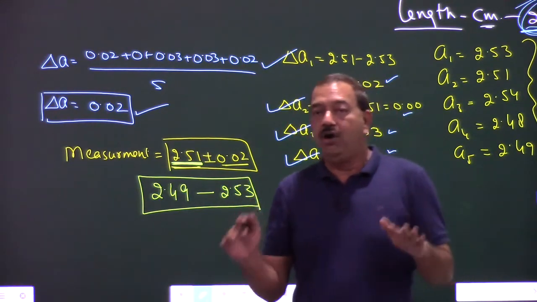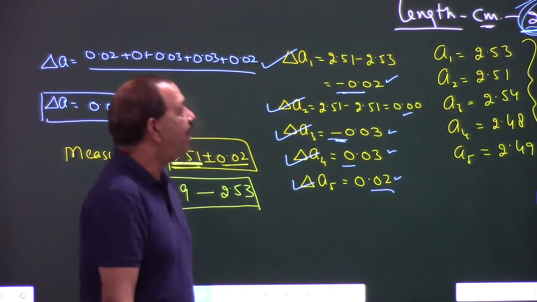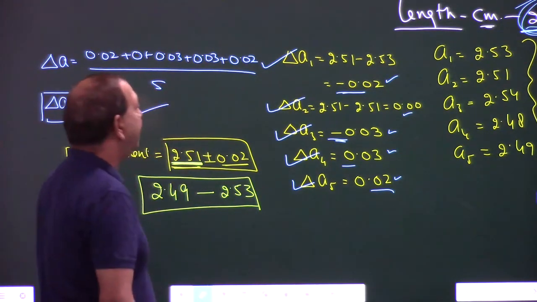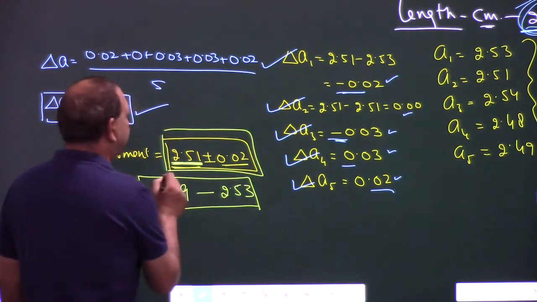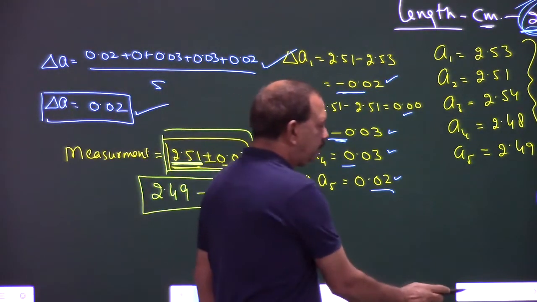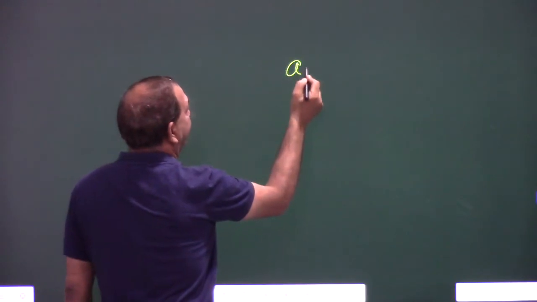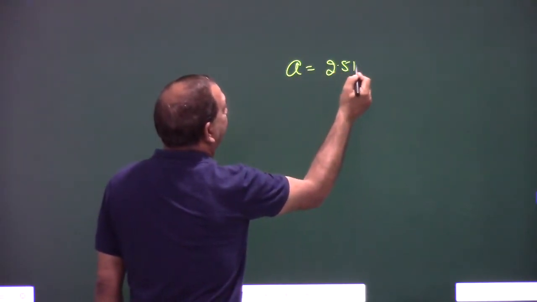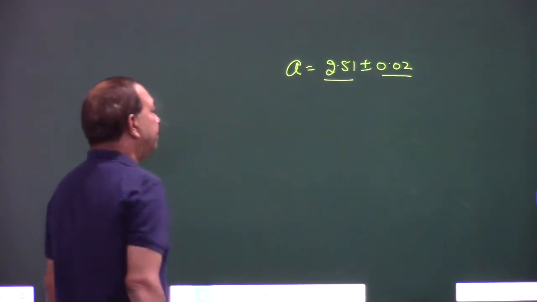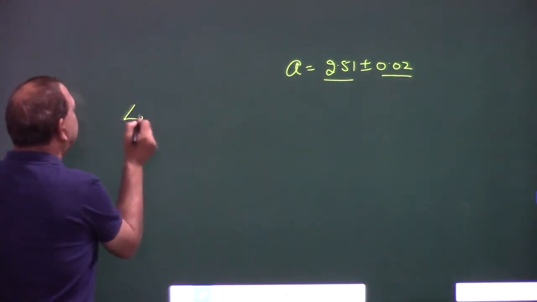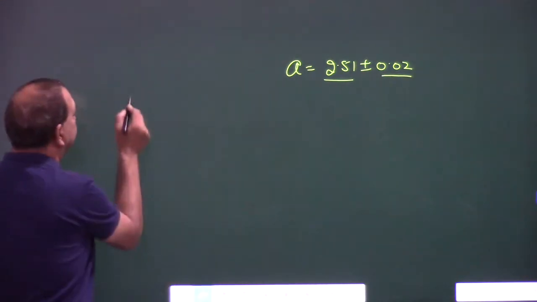Okay. Now we have calculated the error, we have calculated the true value. अब हम error को कैसे represent करते हैं? I will use this example for the purpose, so I am taking this value for reference. So we get the measurement, say A is 2.51 plus minus 0.02. Okay, so then absolute error.